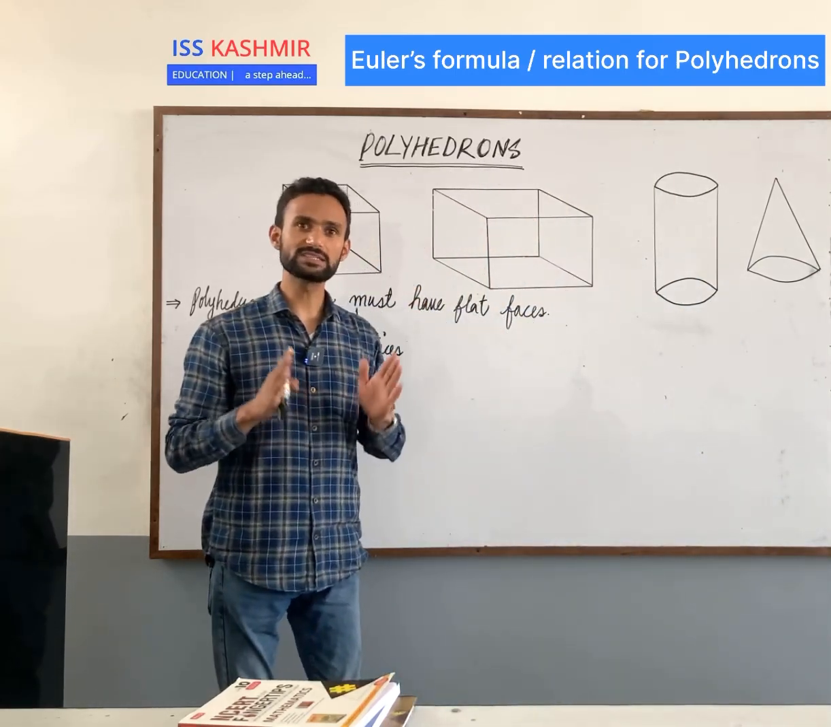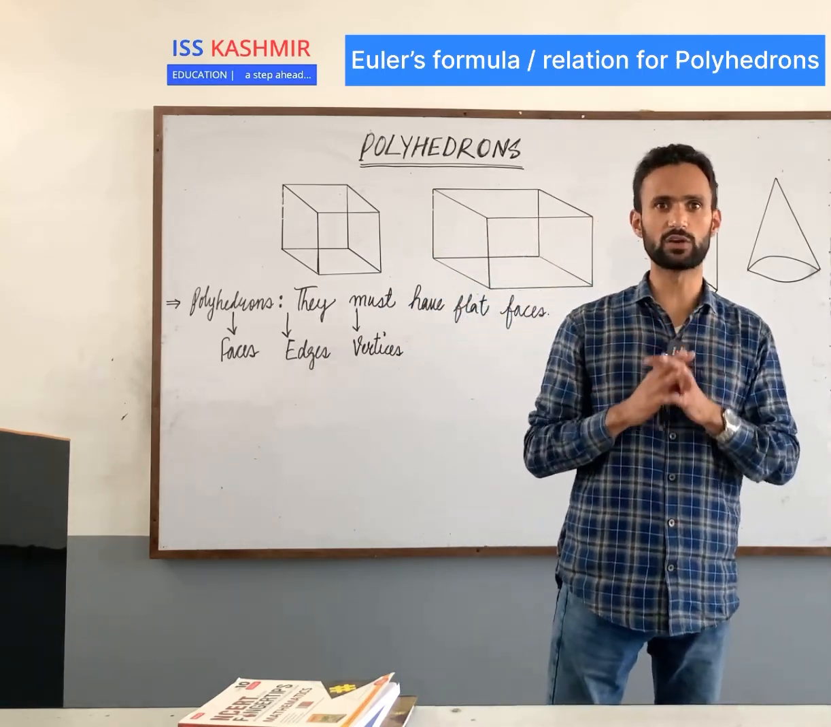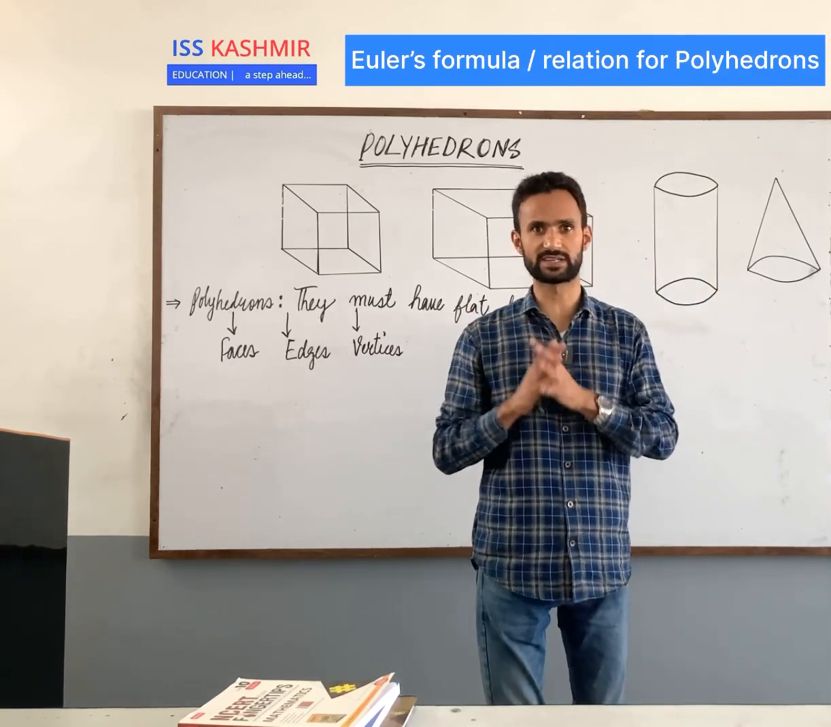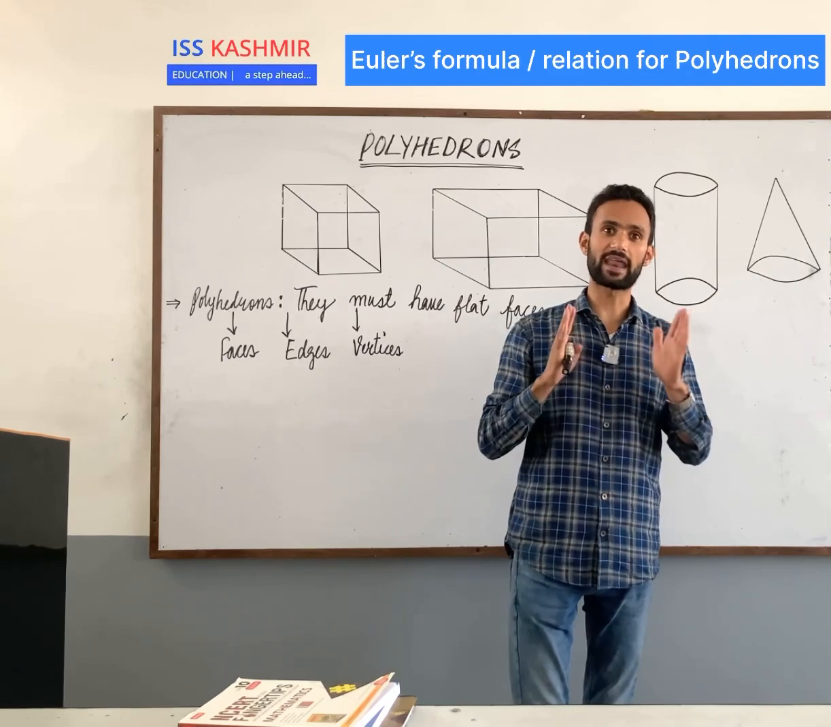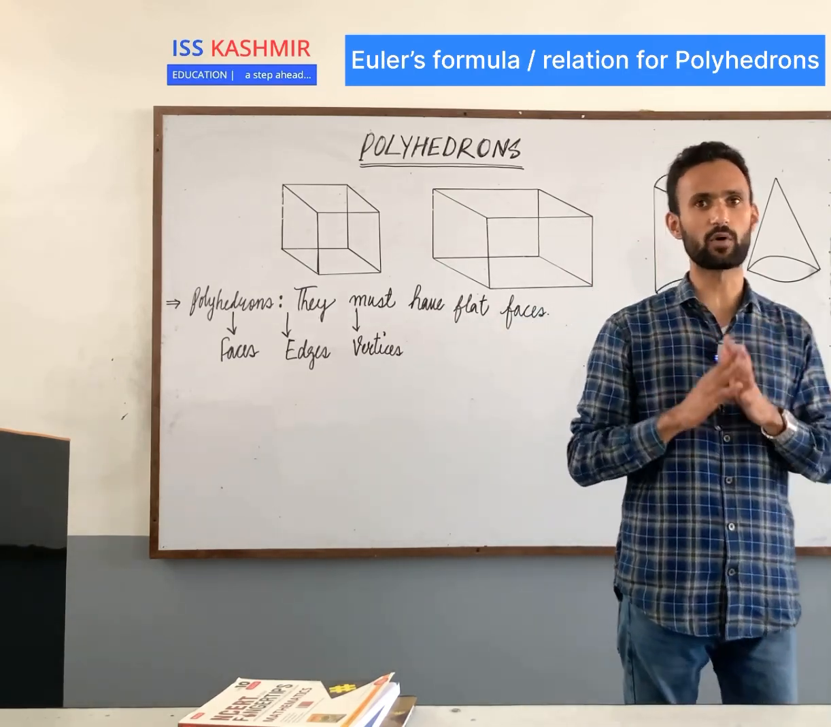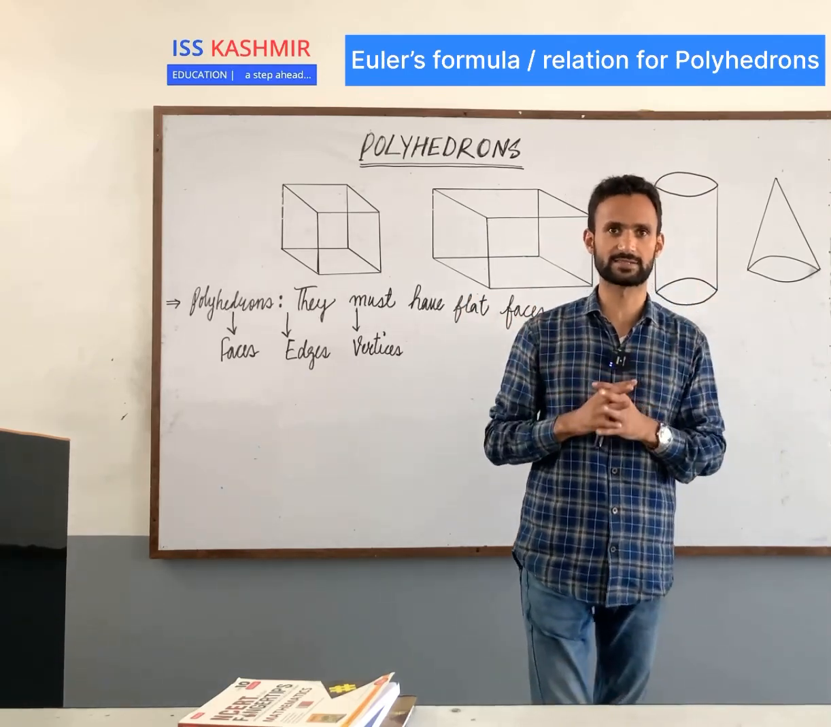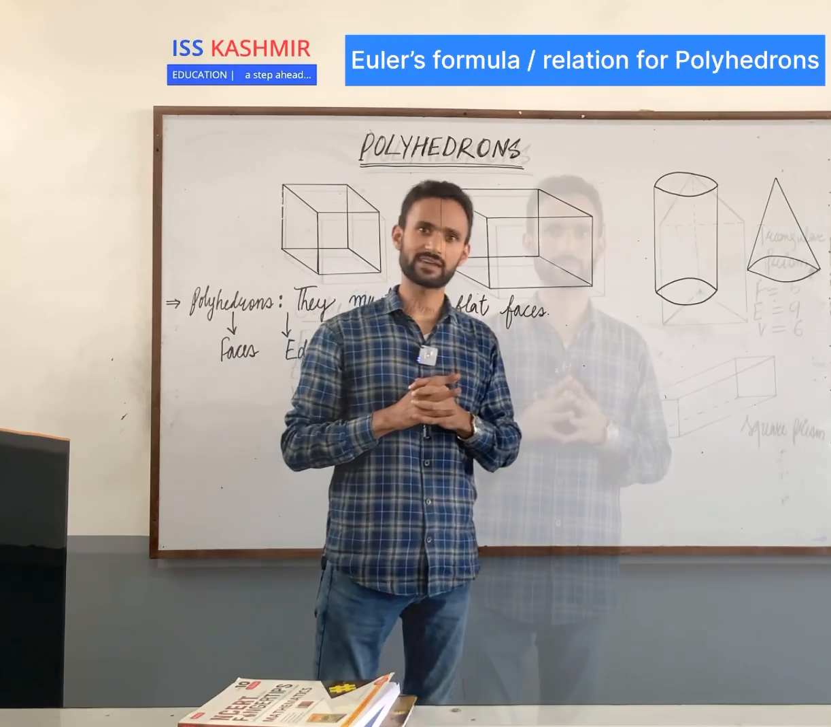A polyhedron is said to be regular if its faces are made up of regular polygons and the same number of faces meet at each vertex. A cube is a regular polyhedron, whereas a cuboid is a non-regular polyhedron because its faces are not congruent rectangles. That is why a cube is also known as a hexahedron.